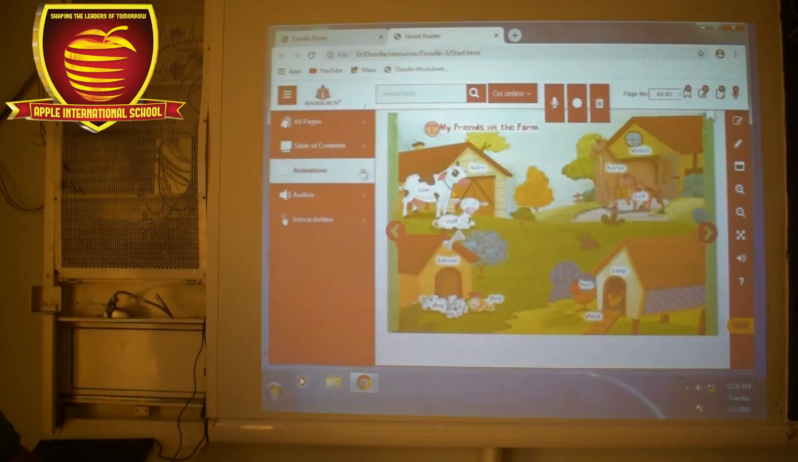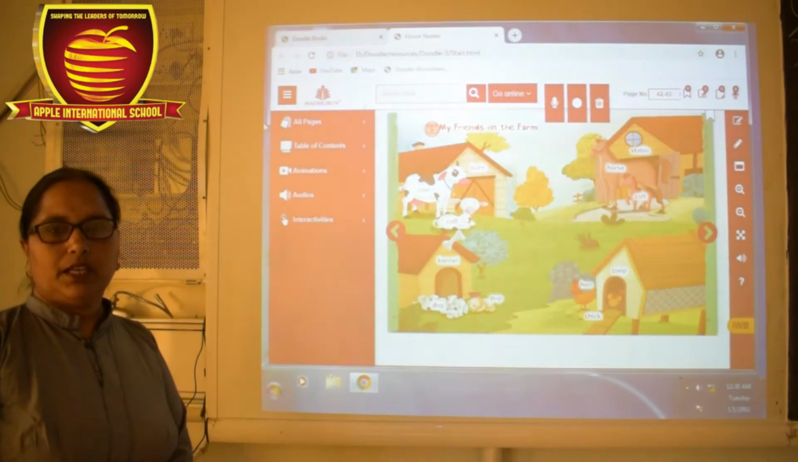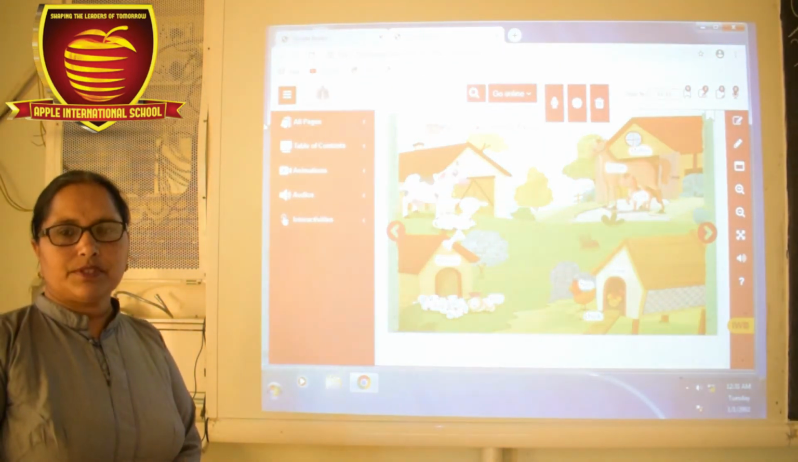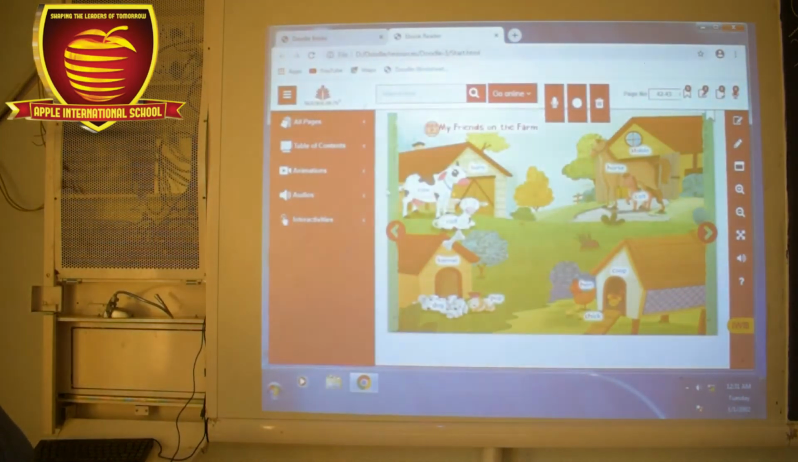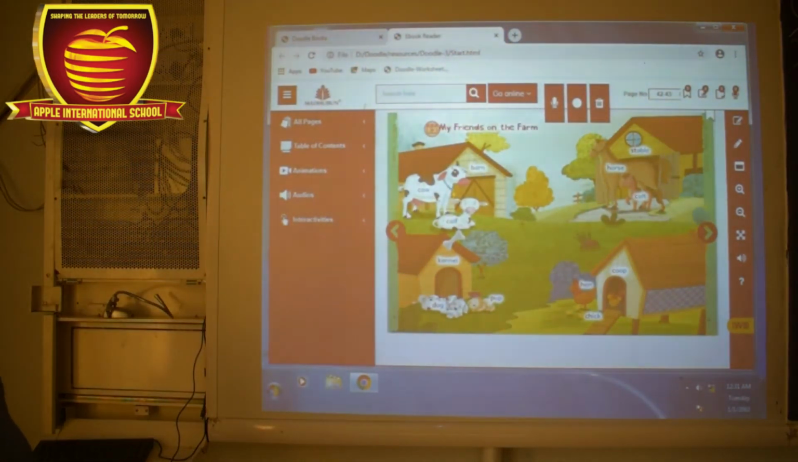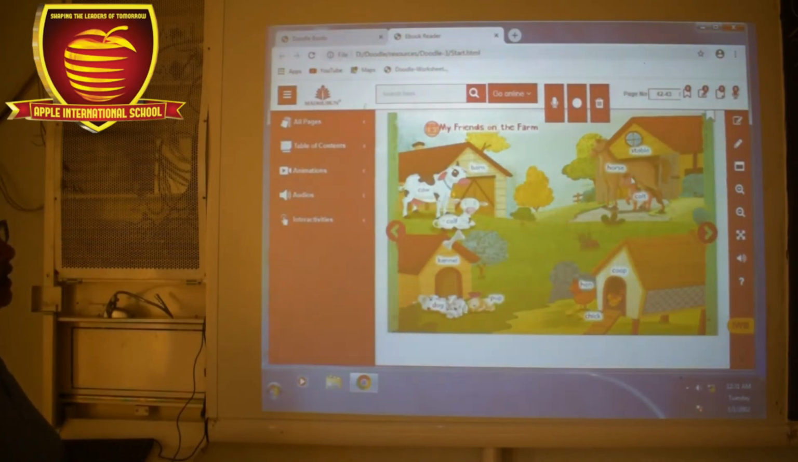Now, my friends on the farm. Some animals help us in our farms, in fields, like C-O-W, cow. Cow lives in a barn, B-A-R-N, barn. And its baby, C-A-L-F, calf. The baby of cow is called calf.